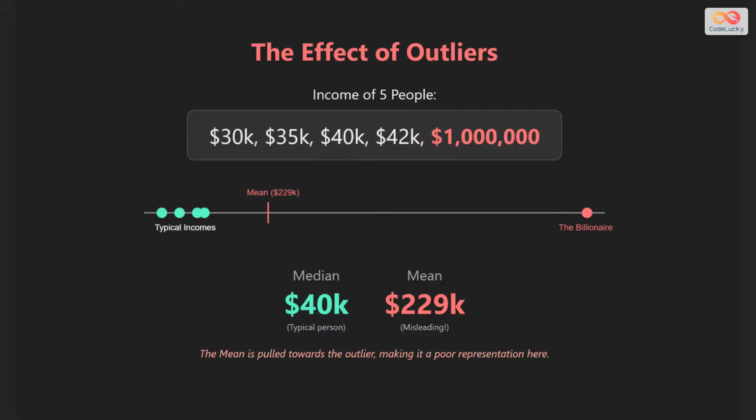Here is why the difference matters. Imagine 5 people. 4 have typical incomes, but 1 is a millionaire. The median stays at $40,000, representing the typical person, but the mean jumps to over $200,000 because of that one millionaire. In this case, the mean is misleading.